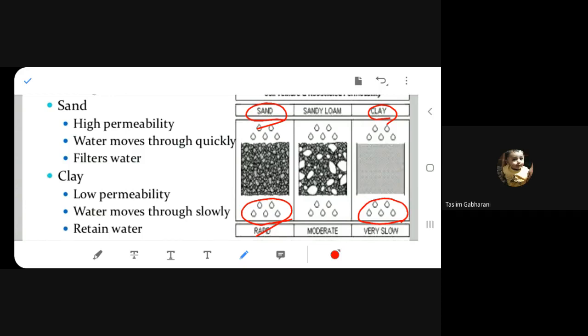But in sandy loam, it is not high, not slow. So it is moderate. What is it called? Moderate. Because the size of the particles is in between sand and clay. Neither is it draining the water very fast, nor is it retaining the water for a long period of time. So it is optimum. It is the best for growing the crops. Okay.